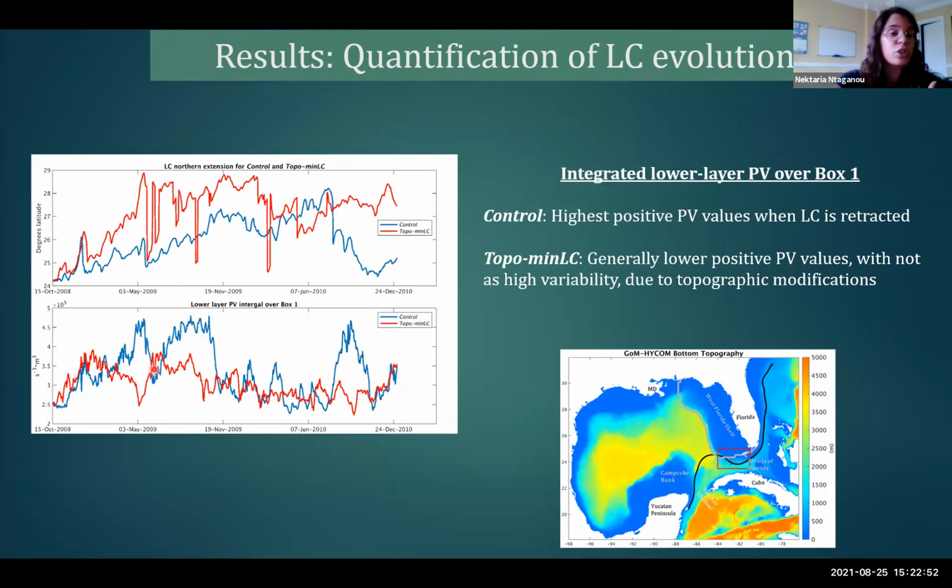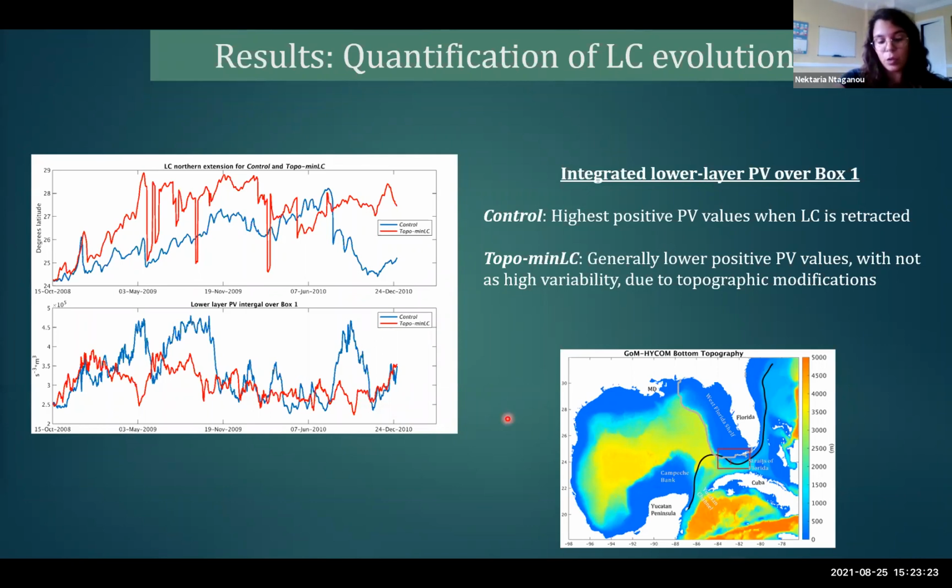the potential vorticity shows some variability with the highest values occurring when it is retracted, and the lowest values occurring when it extends farther into the Gulf of Mexico. On the other hand, the potential vorticity in the lower layer of the modified topography experiment shows lower variability with generally lower values, meaning again that there is reduced interaction.